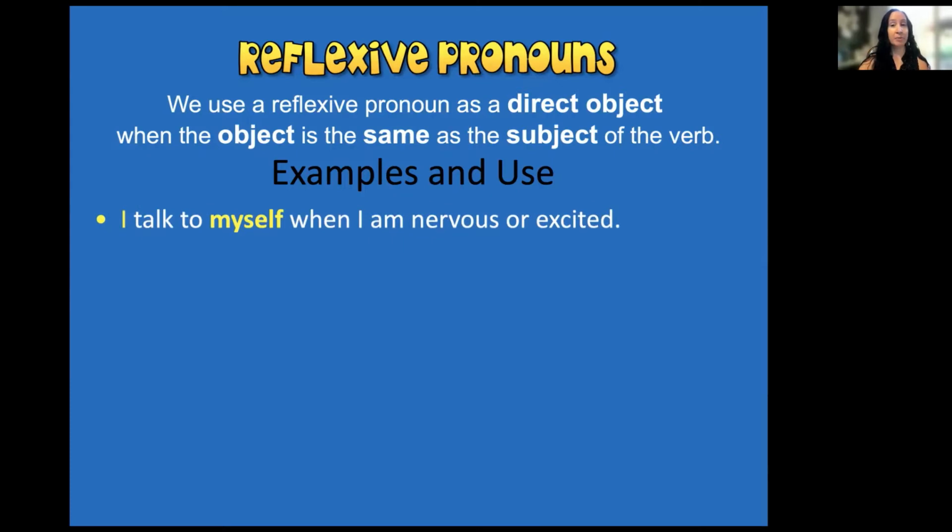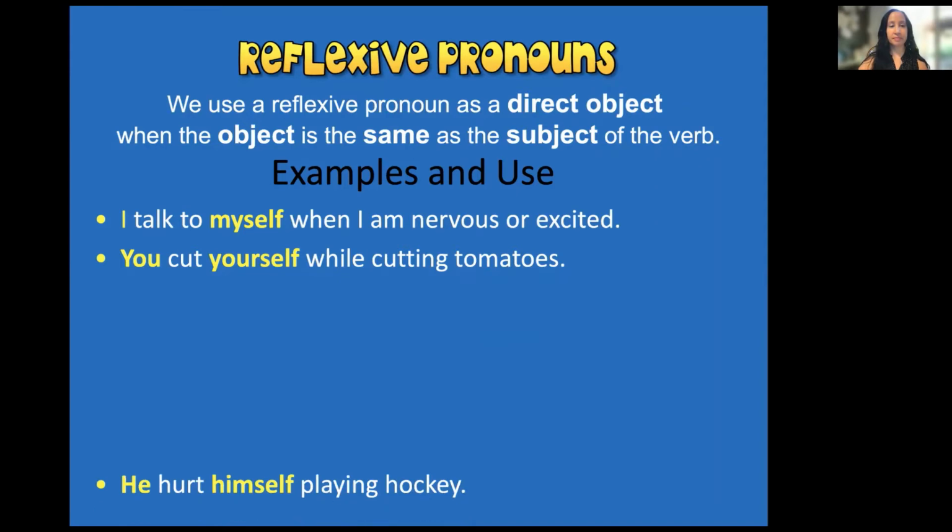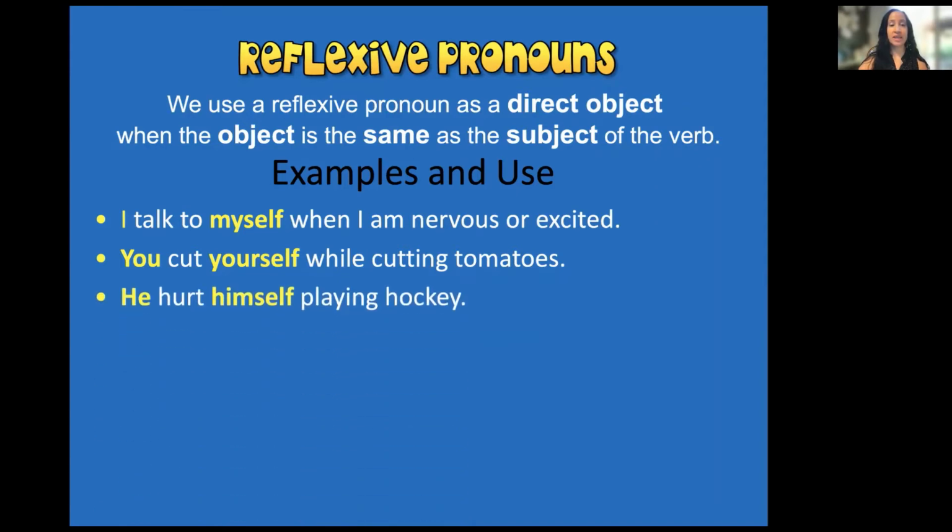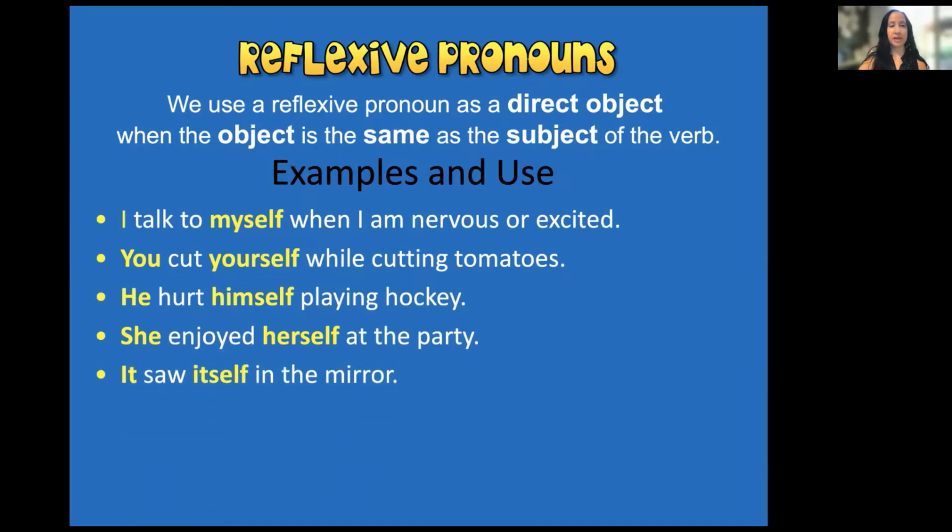Now help repeat after me. I talk to myself when I am nervous or excited. Read with me, please. You cut yourself while cutting tomatoes. He hurt himself playing hockey. She enjoyed herself at the party. It saw itself in the mirror.